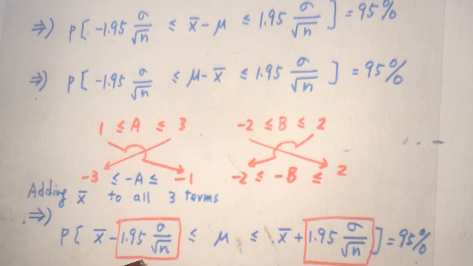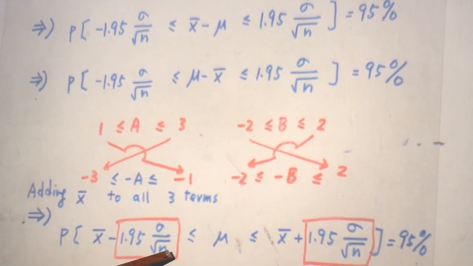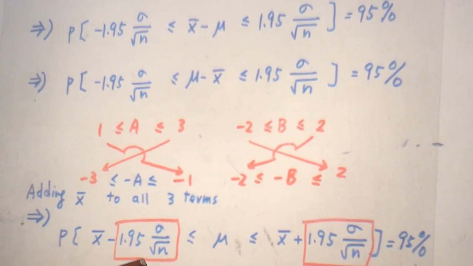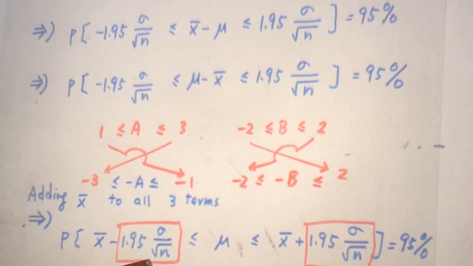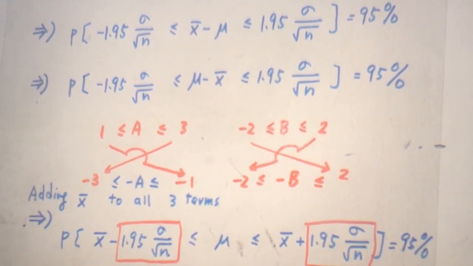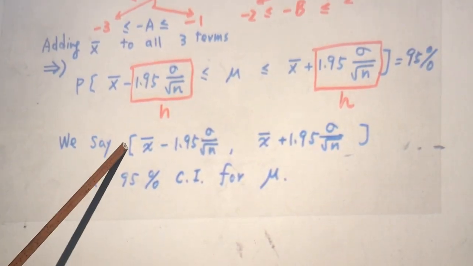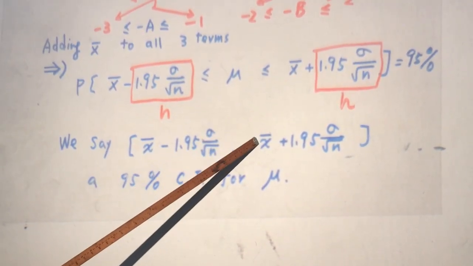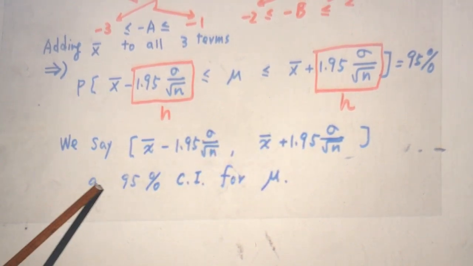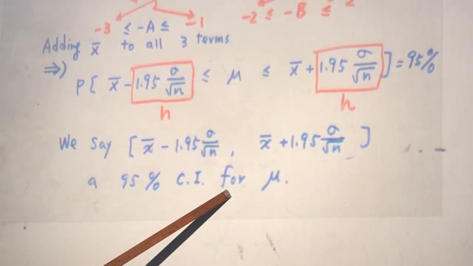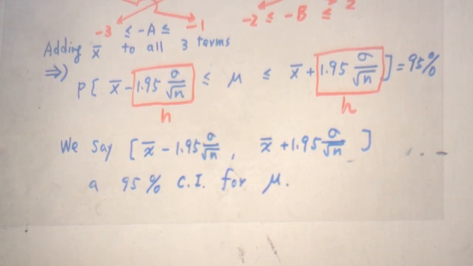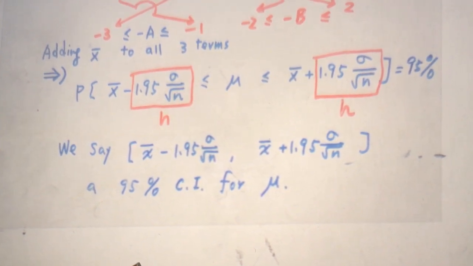But how do I know h can be small? Very easy. When you increase the sample size, h can be as small as you like. Is that okay? So that is to say, X-bar minus h to X-bar plus h is a 95% confidence interval for mu. Is that okay? Okay?